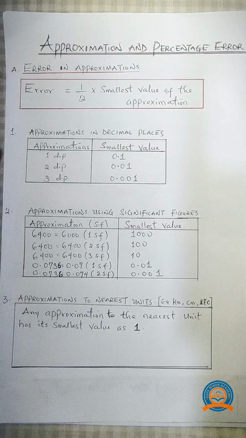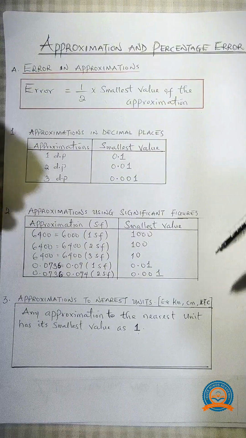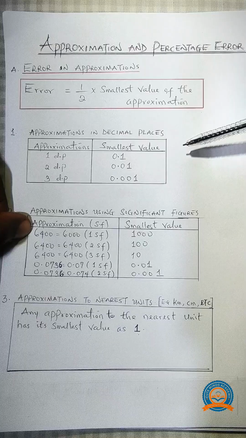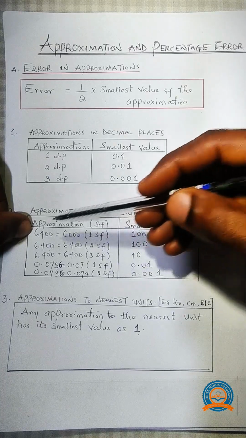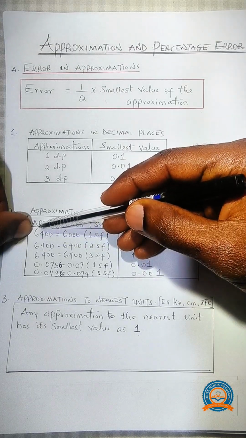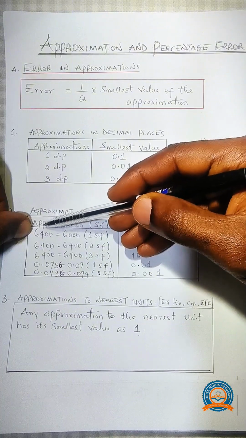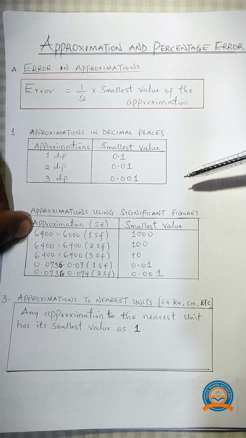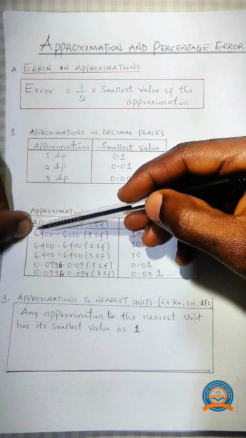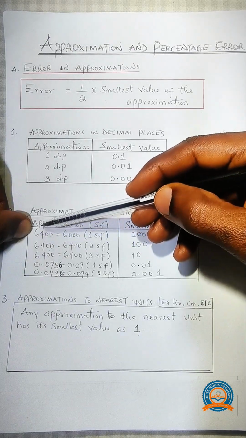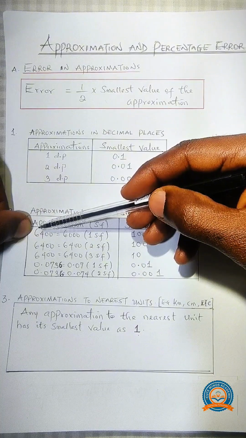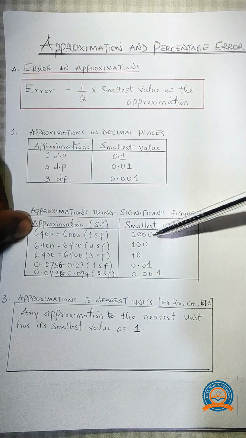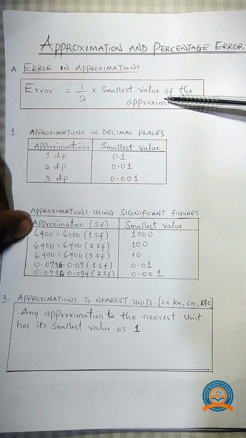Well, suppose we have approximation given using significant figures. Depending on the digits given, the smallest value varies based on the type of number given. If we have 6,400, for example, to one significant figure, that means we are rounding on the first digit, if the digit, of course, is not zero. So the position of the value is what we use to get the smallest value. How? If you look at the position of 6 in this number, the position of 6 is 1,000. That's 6,000. So the smallest value of that position is 1,000.